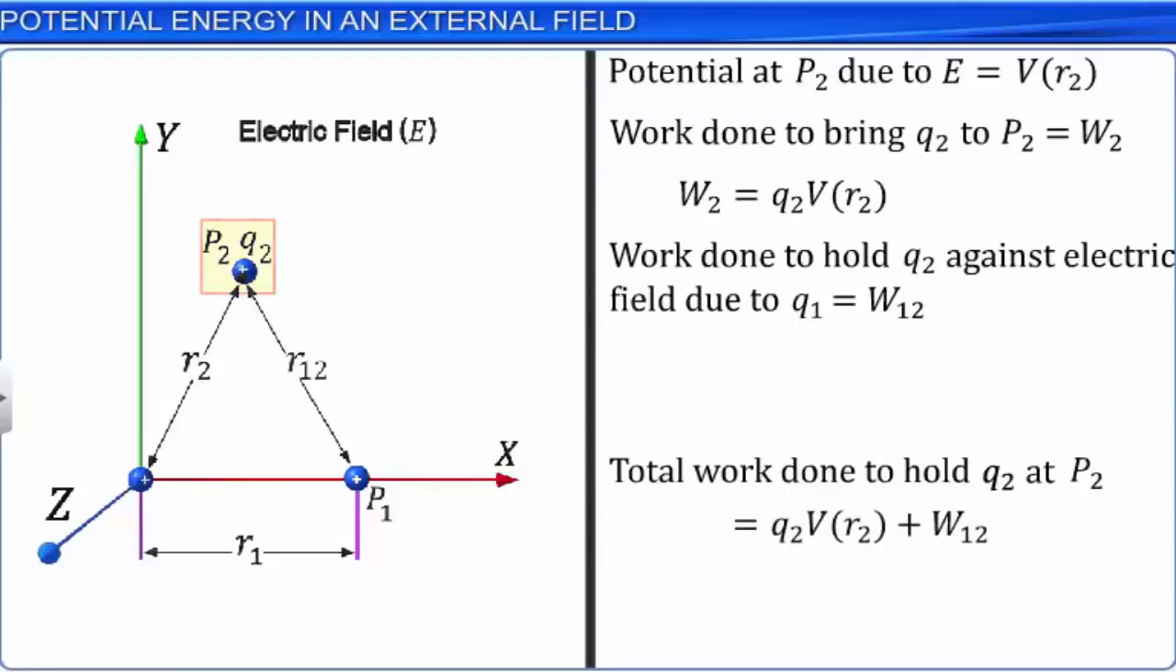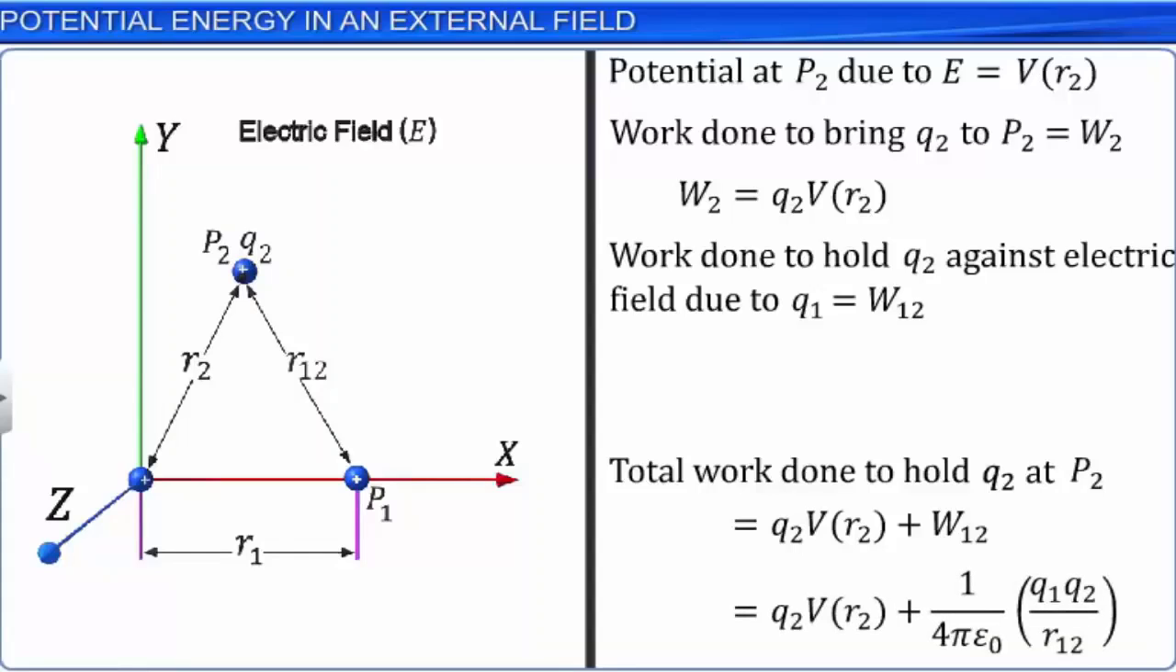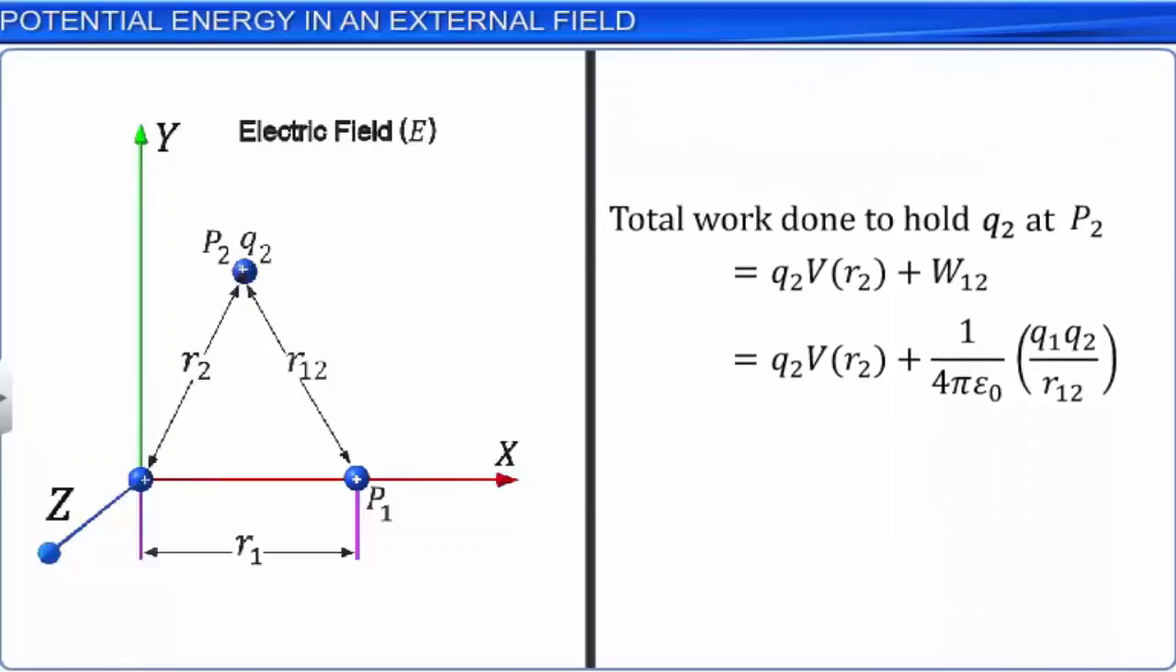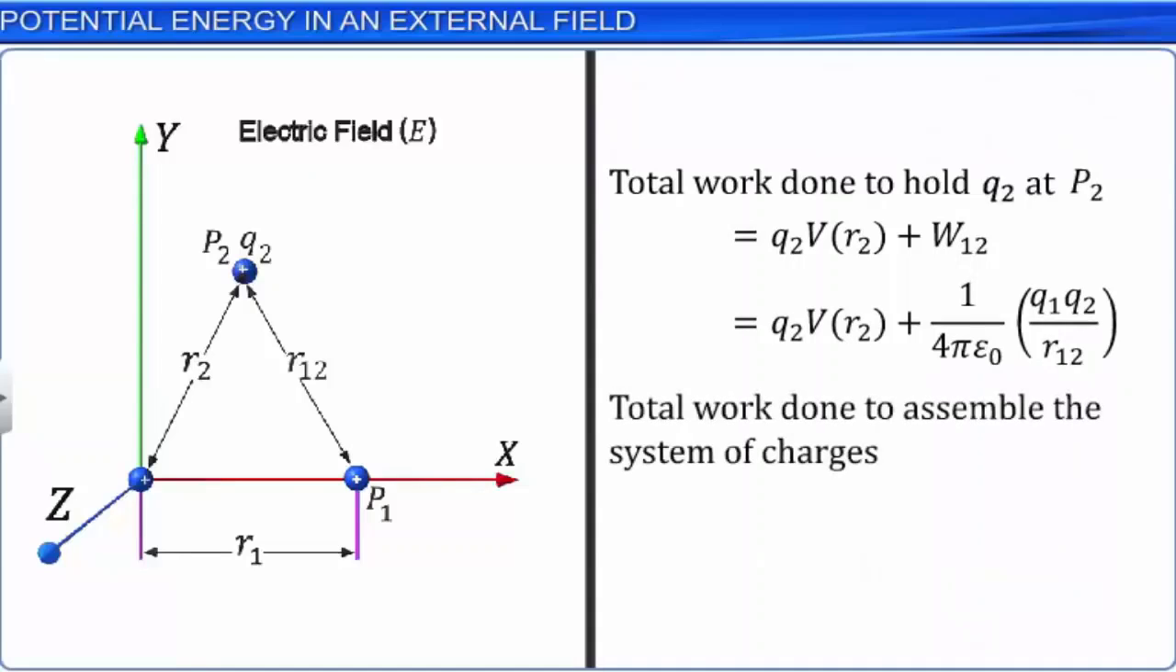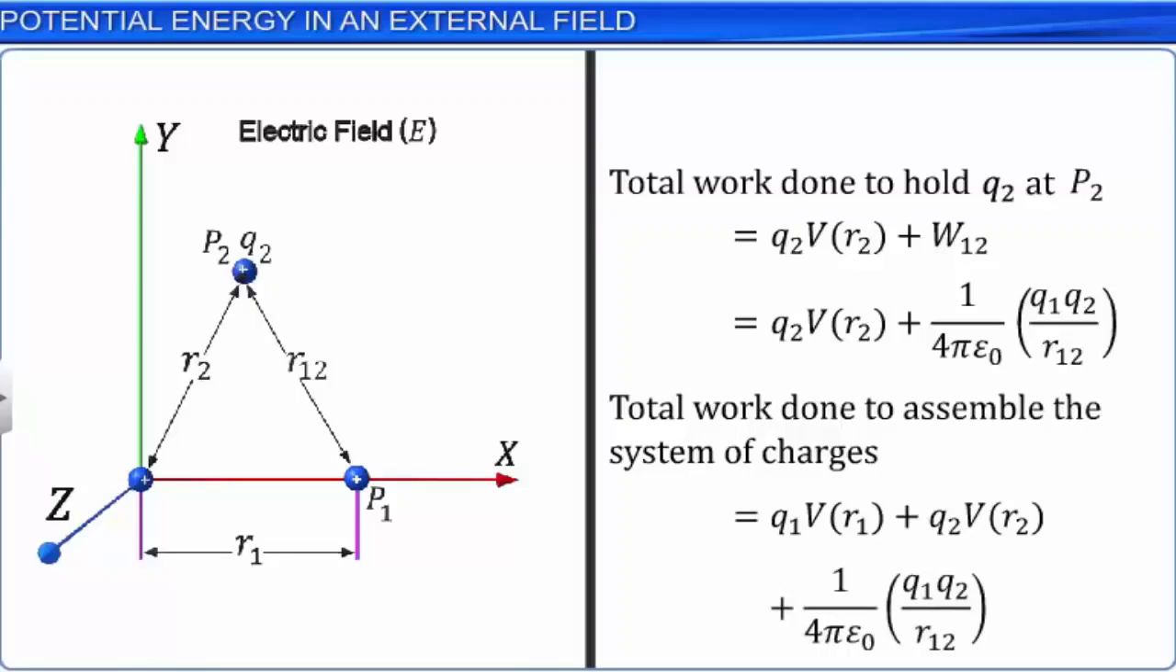Substituting the relation for W12, we have total work done is equal to Q2 into V of R2 plus 1 by 4 pi epsilon naught Q1 Q2 by R12. The total work done to assemble the system of charges in the external electric field is equal to Q1 into V of R1 plus Q2 into V of R2 plus 1 by 4 pi epsilon naught into Q1 Q2 by R12. This is stored as electrostatic potential energy in the system of charges. Let this be equation 3.